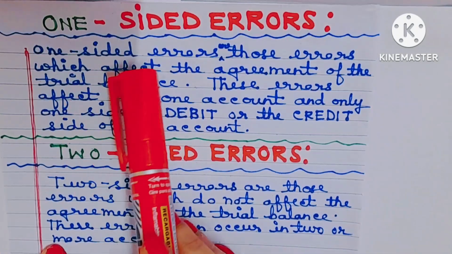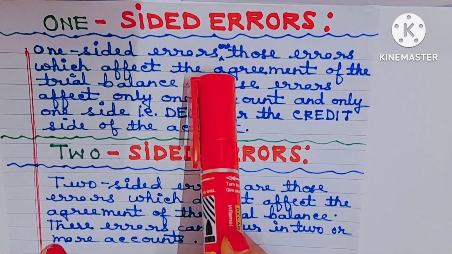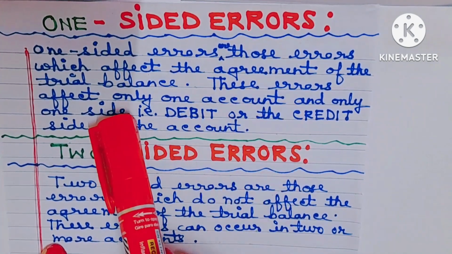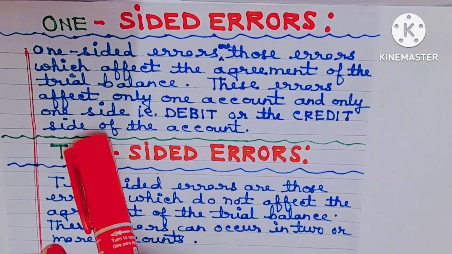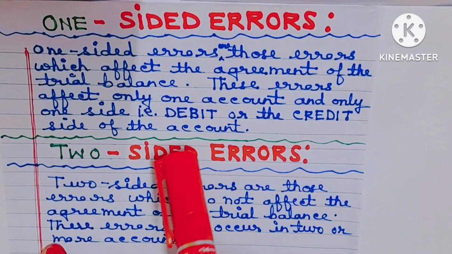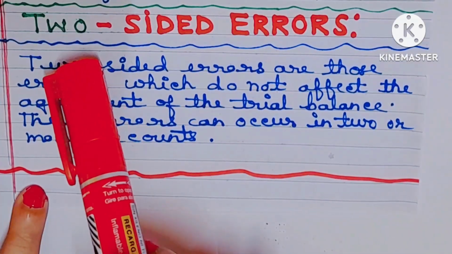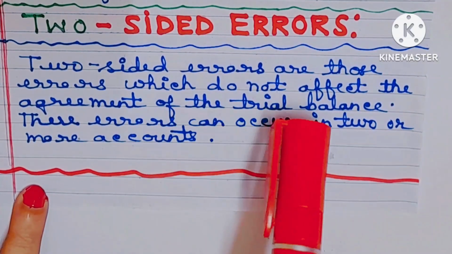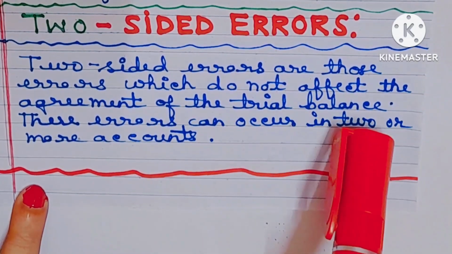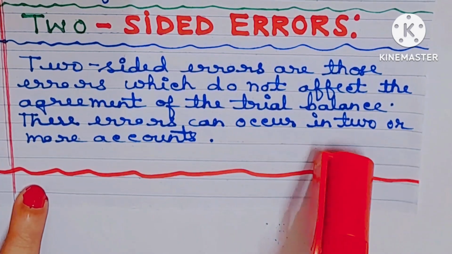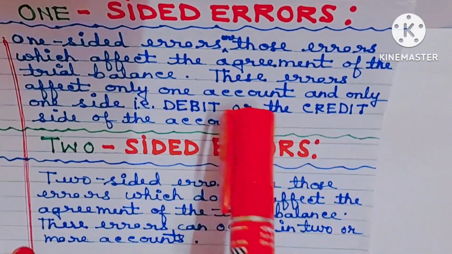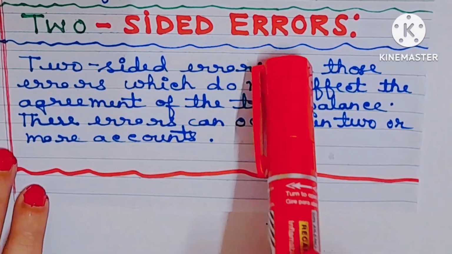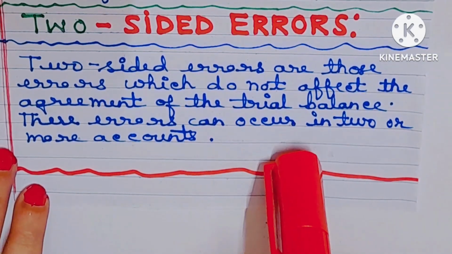Understood? Now, what is one-sided errors? One-sided errors are those errors which affect the agreement of the trial balance. These errors affect only one account and only one side, that is debit or the credit side of the account. What is two-sided errors? Two-sided errors are those errors which do not affect the agreement of the trial balance. These errors can occur in 2 or more accounts. If it is a one-sided error, trial balance will not agree. But if it is a two-sided error, trial balance will agree.